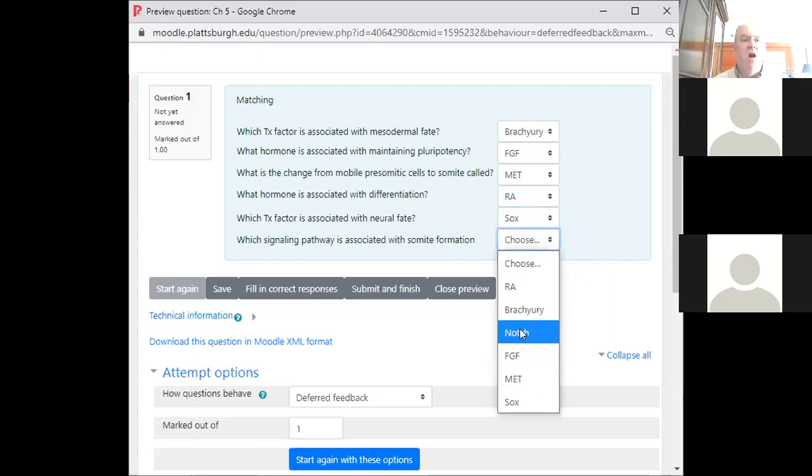Which signaling pathway is associated with somite formation? That'd be Mr. Notch. Okay. I always make that joke.